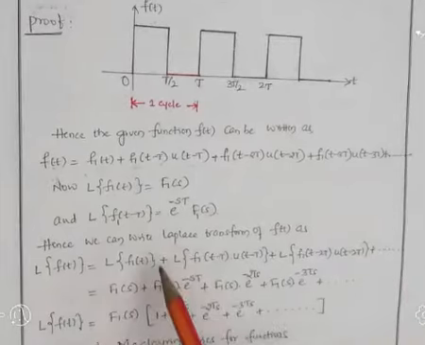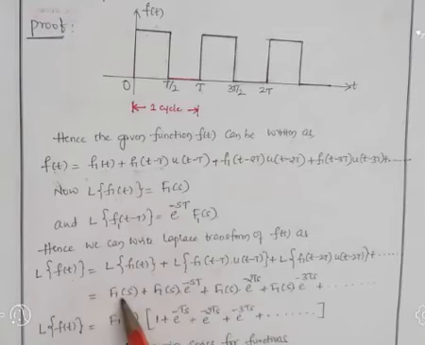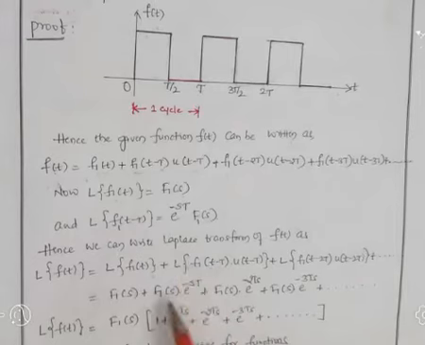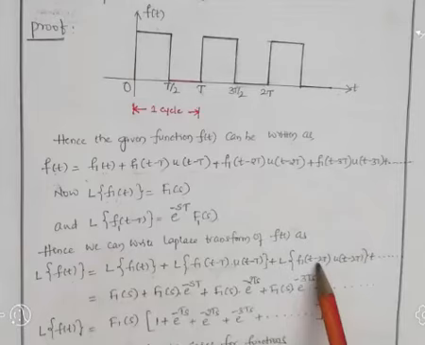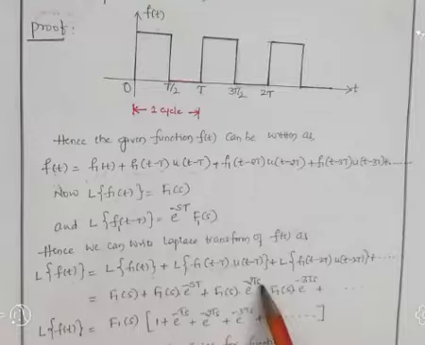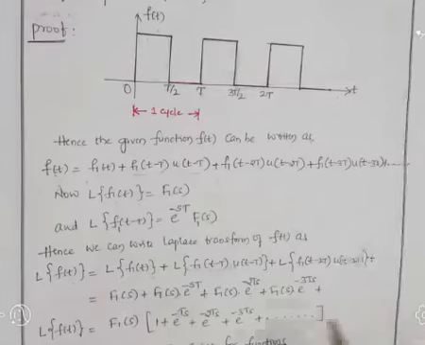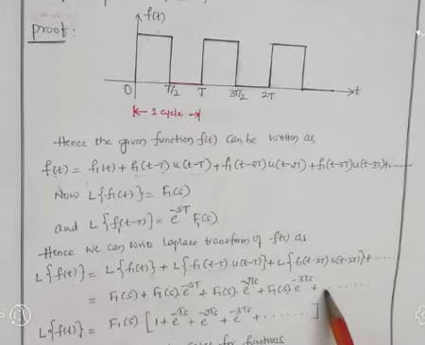Now, if I represent the Laplace transform of f1(t) as F1(s), then by using the time shift property of the Laplace transform, the first term we can write as F1(s), the next function f1(t minus T) as F1(s) e to the power minus Ts, and f1(t minus 2T) as F1(s) e to the power minus 2Ts. Next, similarly, F1(s) e to the power minus 3Ts, because 2T is there, 3T is there. Next, minus, F1(s) multiplied by e to the power minus 4Ts.